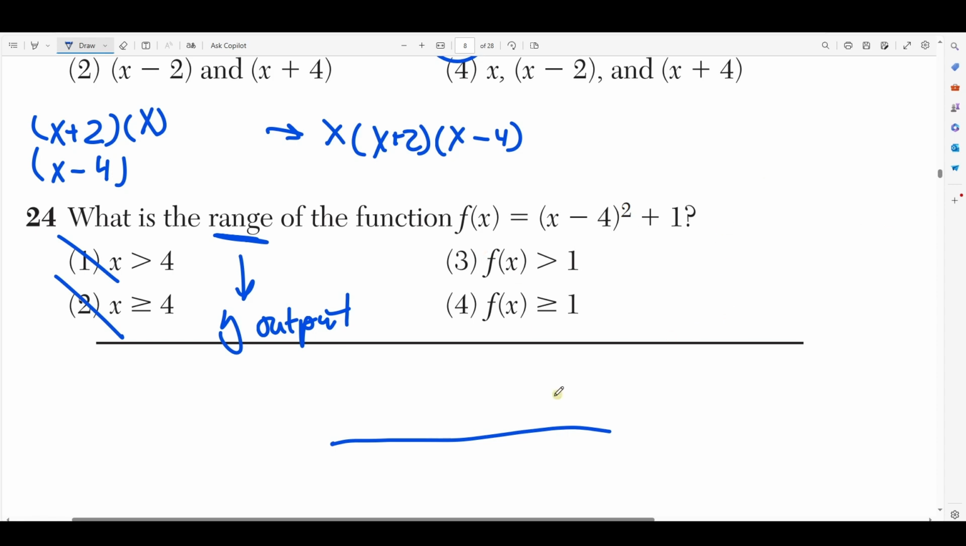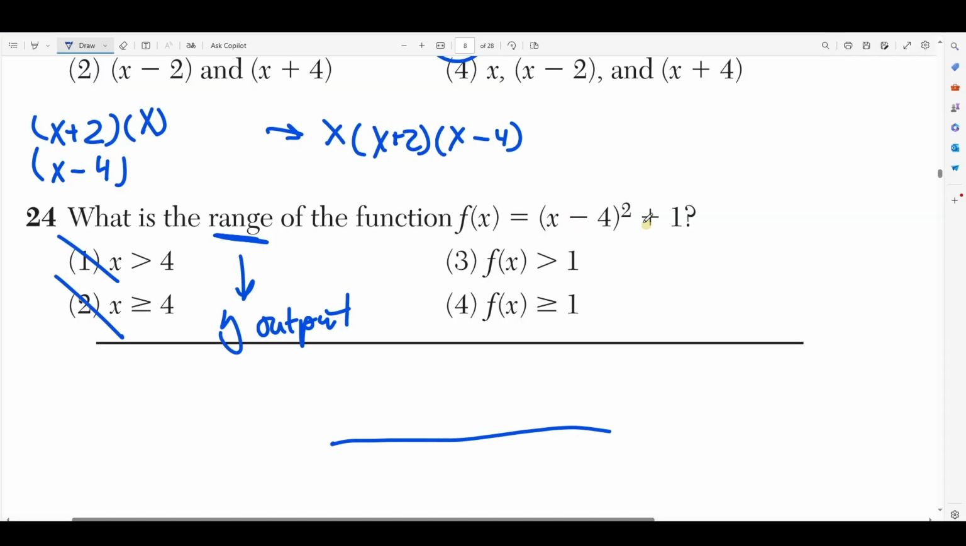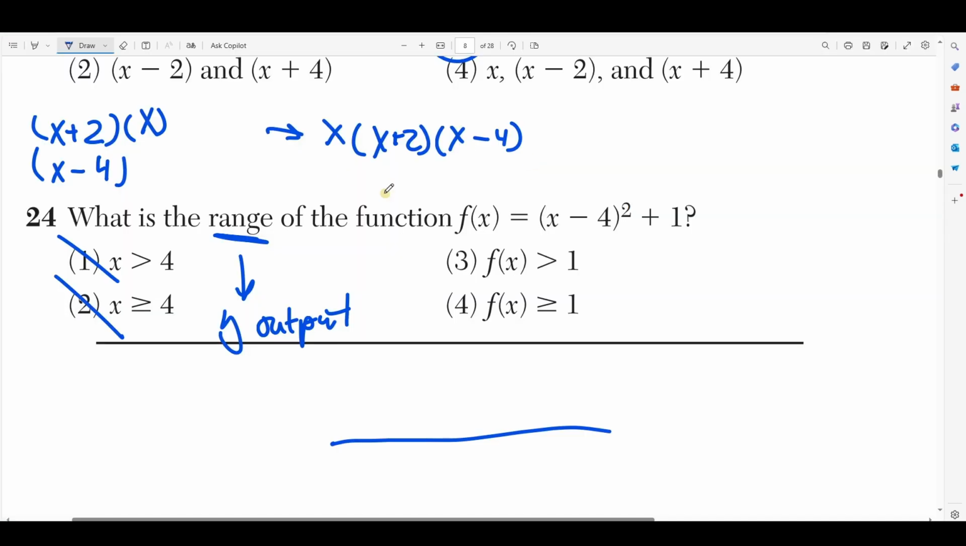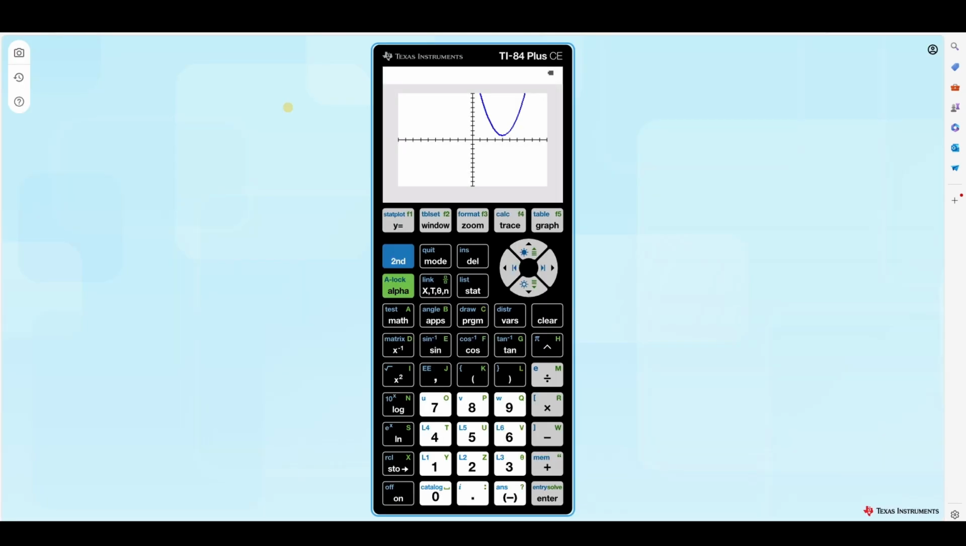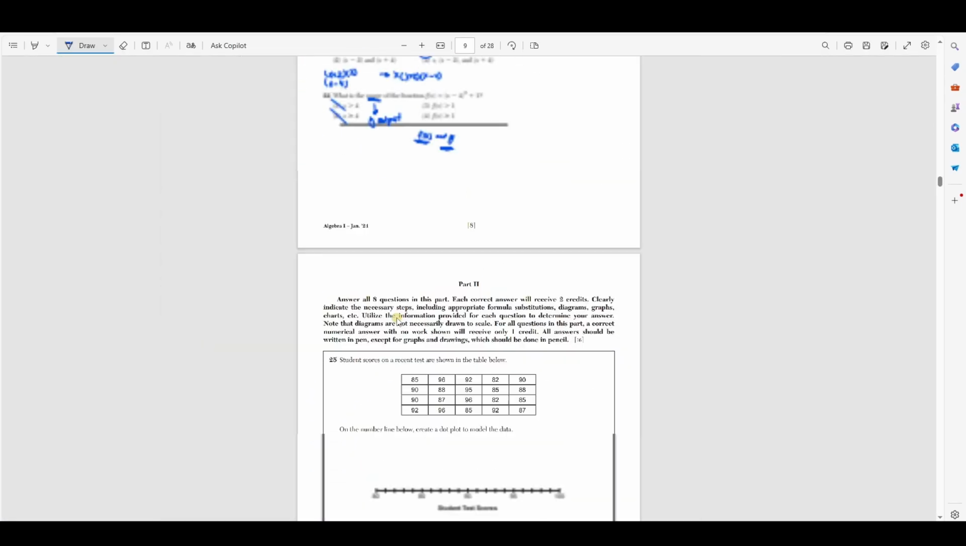So if we want to find the range, why don't we just graph it and look at it, right? So here we have x minus 4 squared plus 1. Let's see what happens. We can see that the y goes into infinity, but it starts at 1. So that means that f of x has to be greater than or equal to 1. That's all that means. Because you start at 1 and you go all the way up. That's number 24. That's all of part 1 completed.